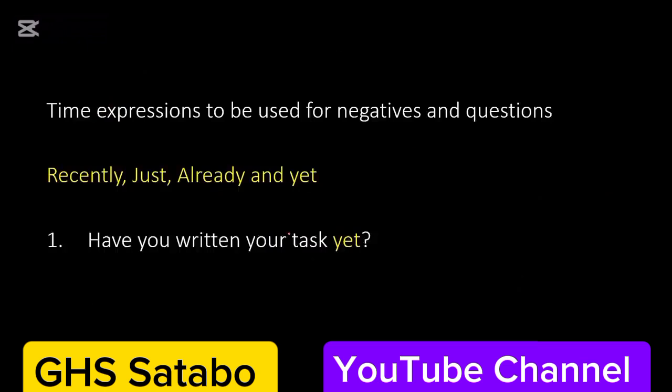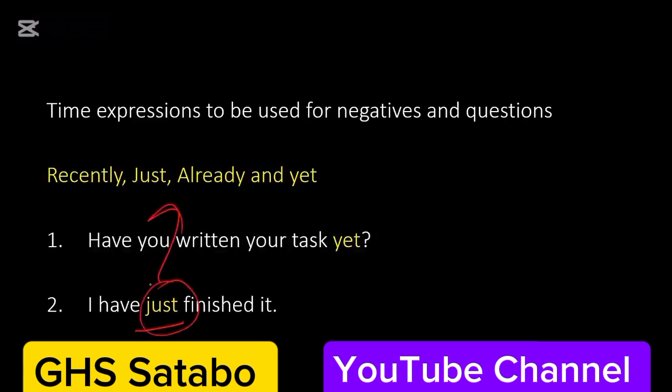Moving ahead, let's look into some examples. Have you written your task yet? This is the same thing that we just talked about. I have just finished it. So whenever you are running late on a project but you somehow manage to finish it, you will use expressions like these. And they show that the sentence is negative or it is simply signifying a question.